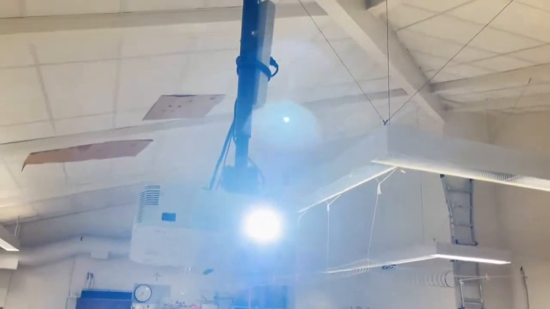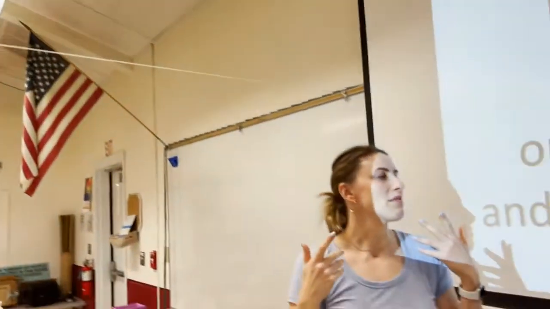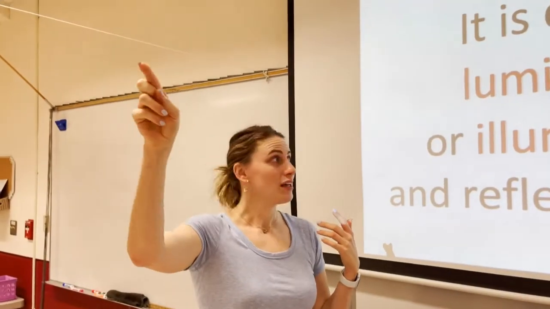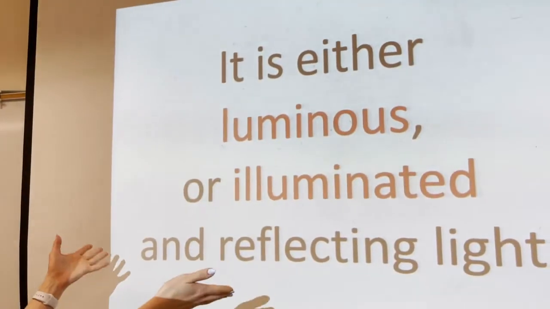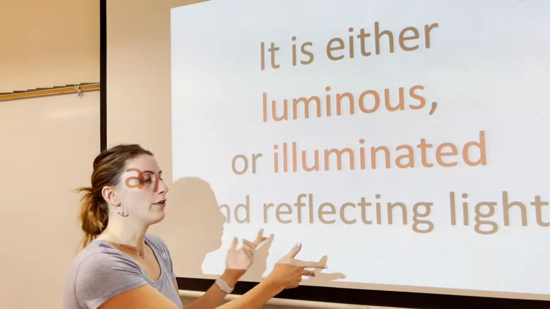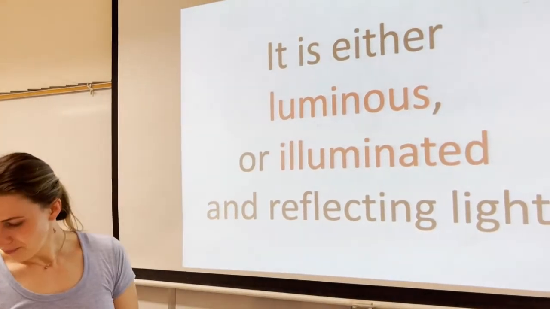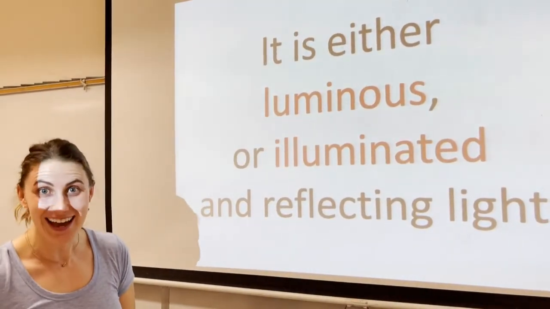You got that? I'm experiencing light from the bulbs up here, and that screen right there is illuminating me. That's a good example. The projector, the actual light in the projector, is luminous. The screen is being illuminated, reflecting the light. Oh yeah, we had another one. The sun, right?